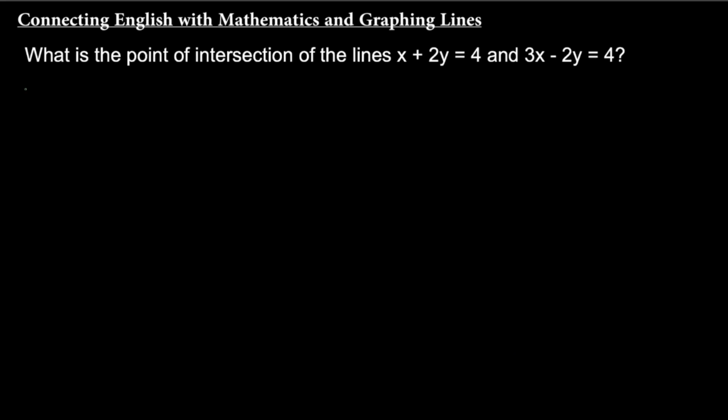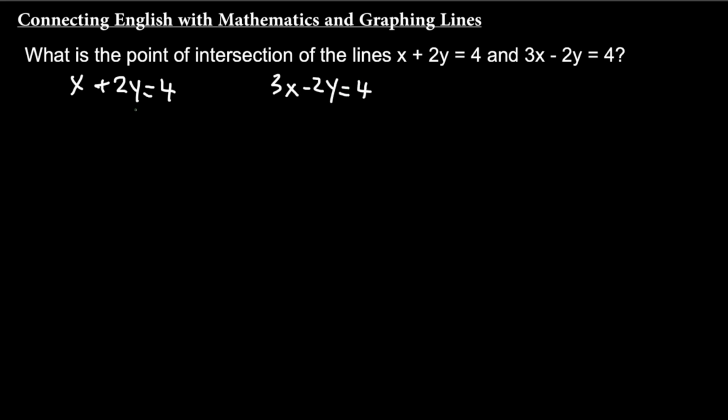The next question we have is a little bit more complicated than the last one. So firstly, the question says, what is the point of intersection of the lines x plus 2y equals 4 and 3x minus 2y equals 4? So firstly, let's write out the equations. So x plus 2y equals 4. And then we have 3x minus 2y equals 4.